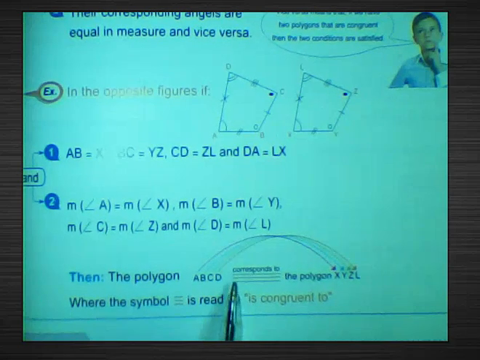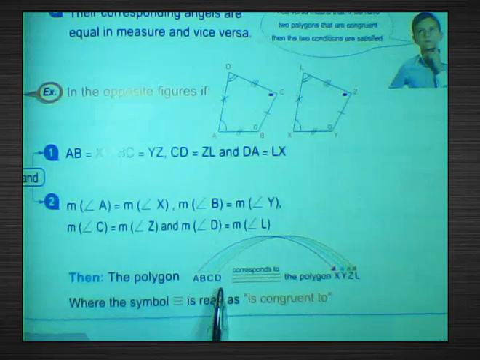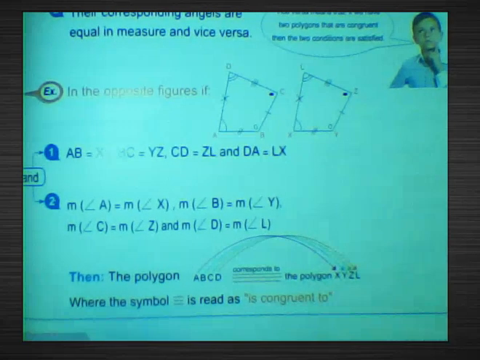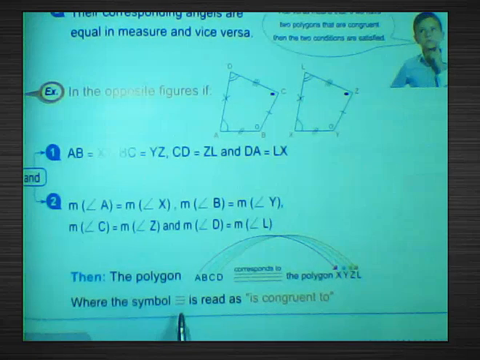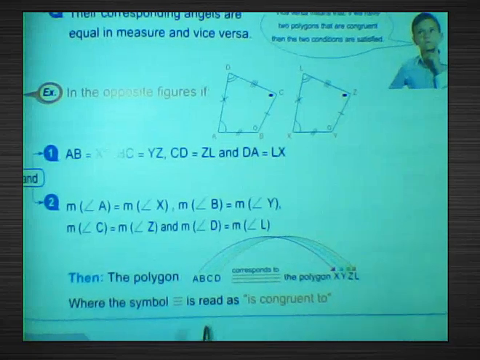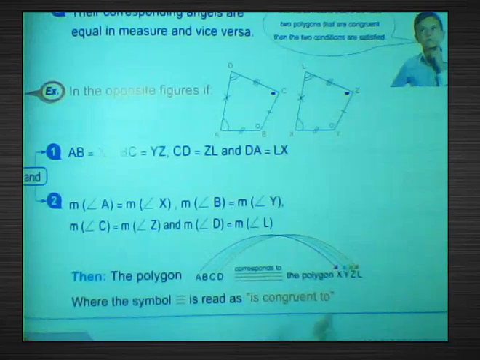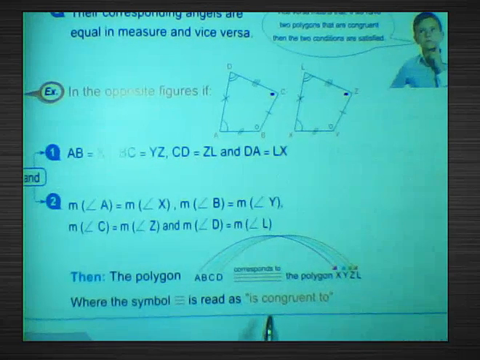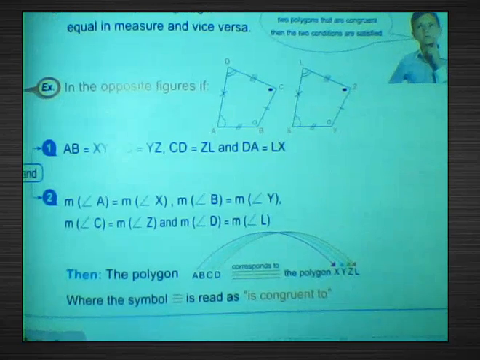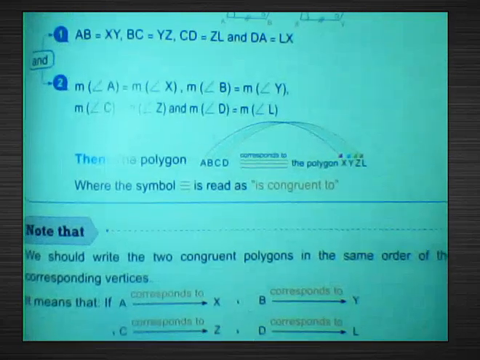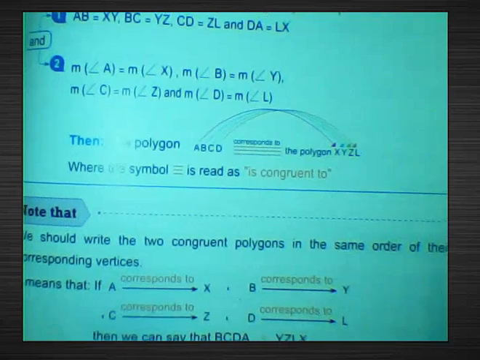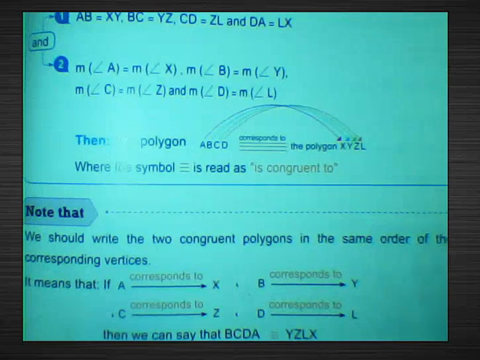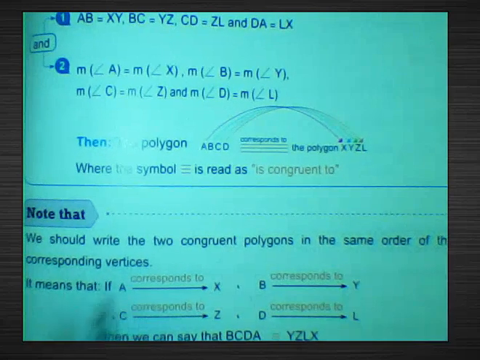It refers to polygon ABCD corresponding to polygon XYZL, where the symbol is read as "is congruent to." Note that we should write the two congruent polygons in the same order of their corresponding vertices.